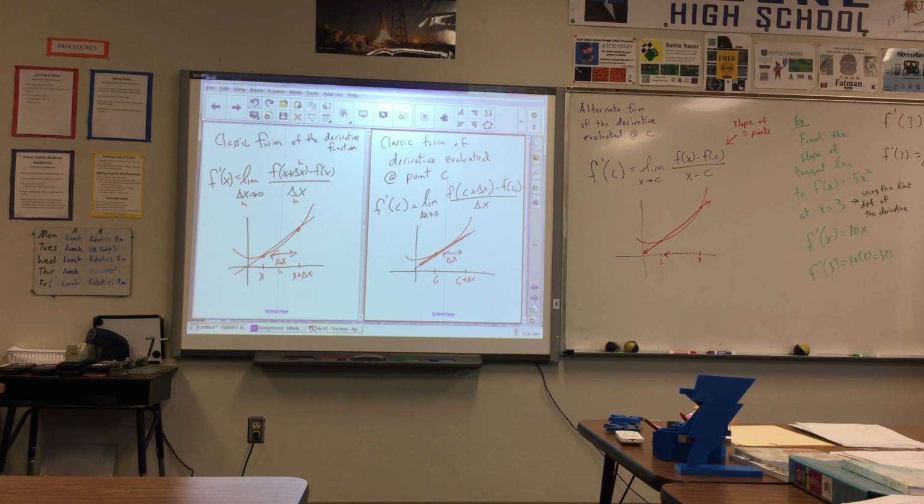The type of problems that I'm going to be giving to you are actually, I'm going to give you this. I'm going to say, what's the limit as delta x approaches 0 of 5 times the quantity 3 plus delta x squared minus 5 times 3 squared all over delta x? What does that equal? What does that evaluate to? But more importantly, what is the function that this is an expression of the derivative of?